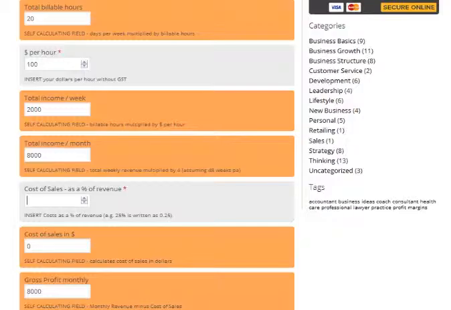If your bookkeeping is set up correctly, then you will have cost of sales listed in your profit and loss statement. So let's assume that the cost of sales for this business is 25%, so we write it as 0.25, and you'll see that it's calculated for you. Cost of sales in dollars is $2,000, and your gross profit monthly is $6,000.